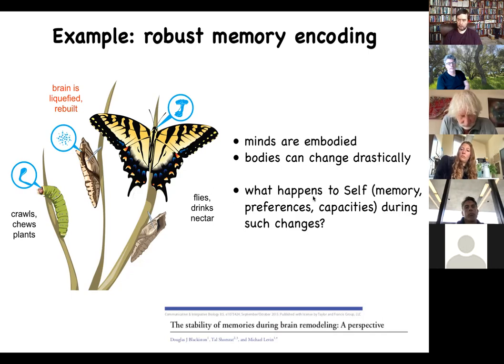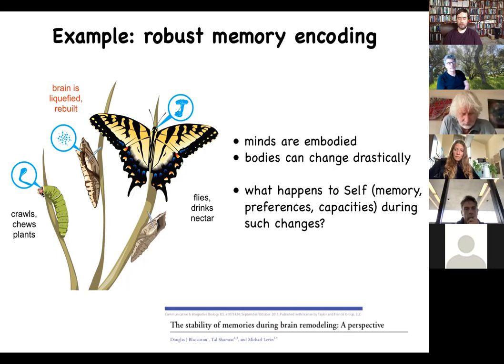So here's a typical life cycle. You've got this soft-bodied creature, this caterpillar that crawls and chews plants. It's got a brain suitable for driving an organism of that type. Then it has to turn into an entirely different creature, which is hard-bodied and has to fly and drink nectar. It has a completely different brain. During this transition from here to there, the brain is actually largely liquefied. The connections are broken down. Many of the cells die.